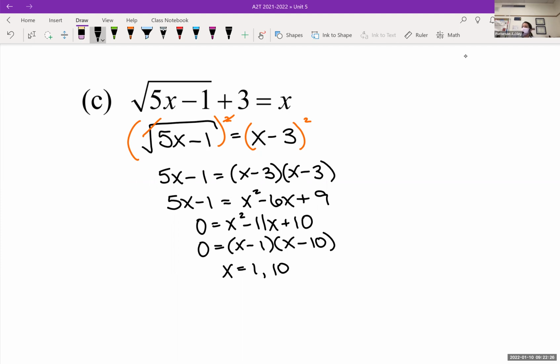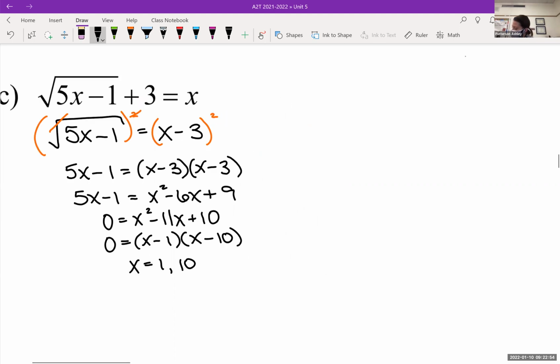Now, in example A, we talked about how we always had to check our answers with an even index because we can't have our radicand be a negative quantity. Well, here's example number 2, where we really need to check our solutions. If you have a variable underneath the radical and outside of the radical, if there are two variables, you must always check your solutions, your possible solutions.